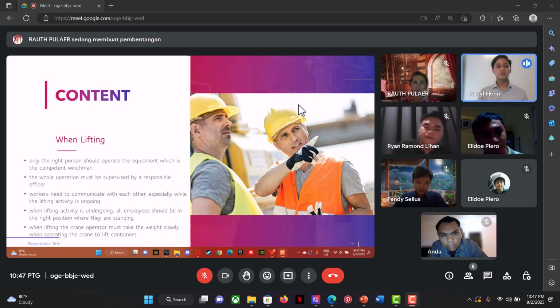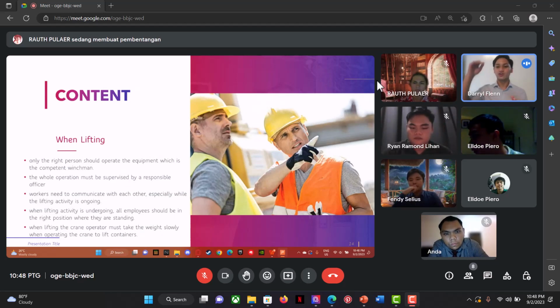The fourth is when lifting activity is ongoing, all employees should be in the right position where they are standing. So employees are responsible to know the position where they should be standing and not right below the object which is being lifted. So this is to prevent employees from being crushed by the object or container. So last but not least, the crane operator must control the crane slowly and lift containers slowly. Next.